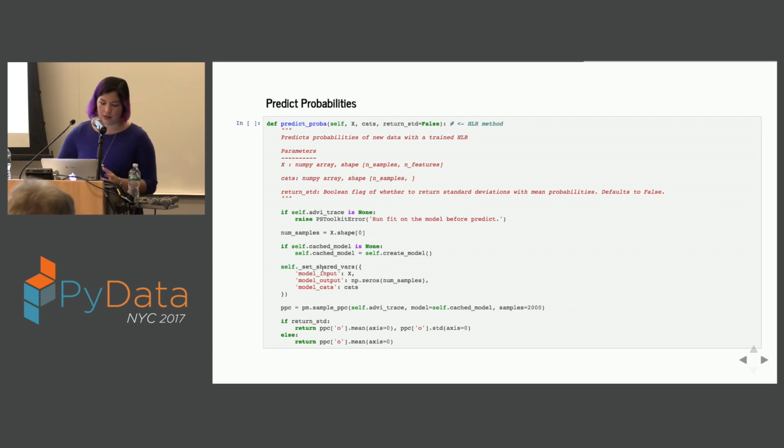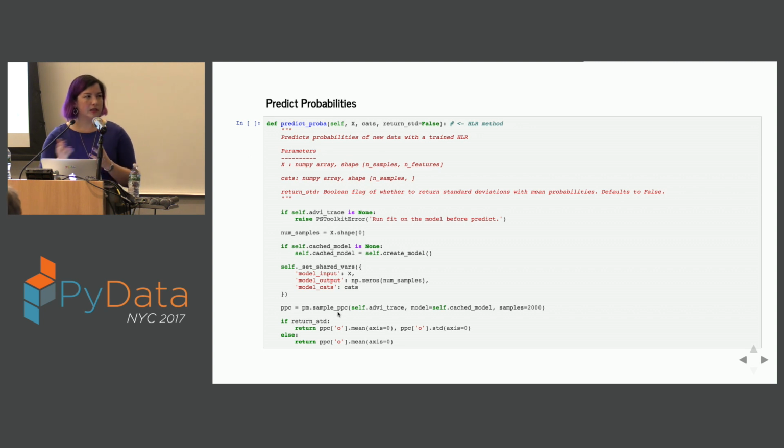We call the parent set shared vars method to set the Theano shared variables with our input data. And then we can just call sample PPC as we did before, telling it what trace to use, what model, and how many samples we want. So again, we have 2,000 samples per data point, so we could just take the mean if we want to, or you may wish to have both the mean and the standard deviations returned if you want a measure of some uncertainty in your predictions.